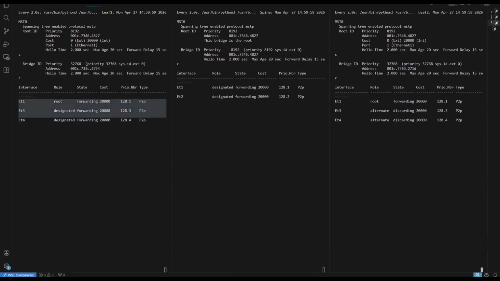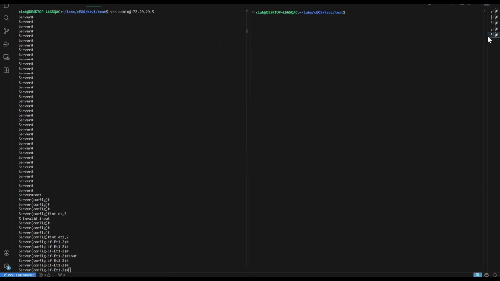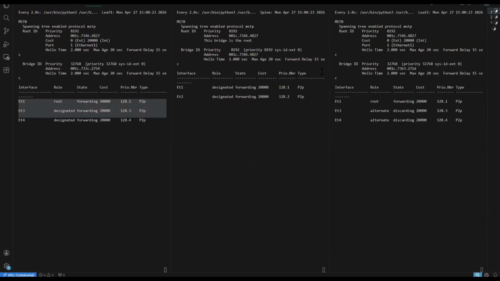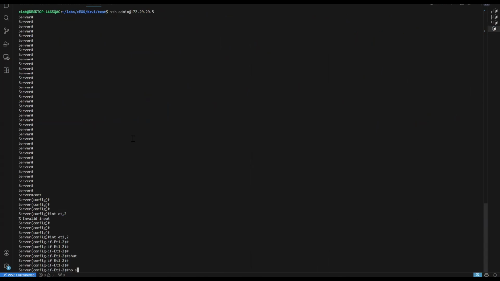Let me see. Okay, right now what I will do is quickly go to the server and unshut, and we'll come here. We'll see how fast ET2 is coming to forwarding state. So I'll give no shut. Now I'll enter and quickly go to the leaves and we'll see how fast it is coming to the forwarding state, especially ET2 on both leaves.